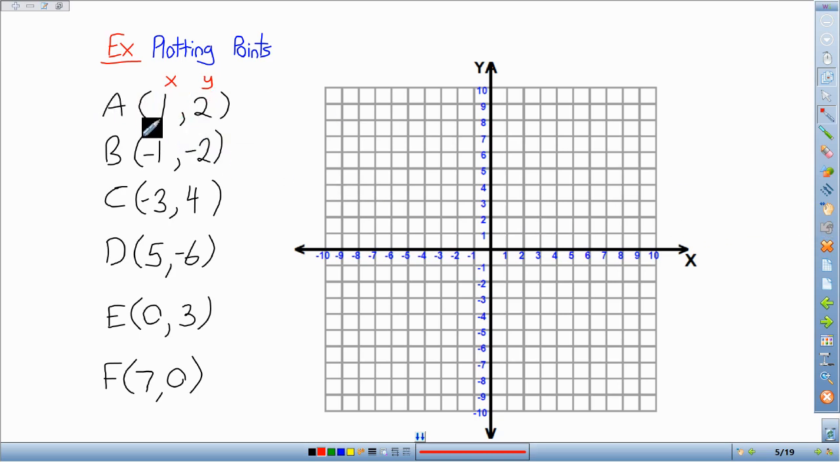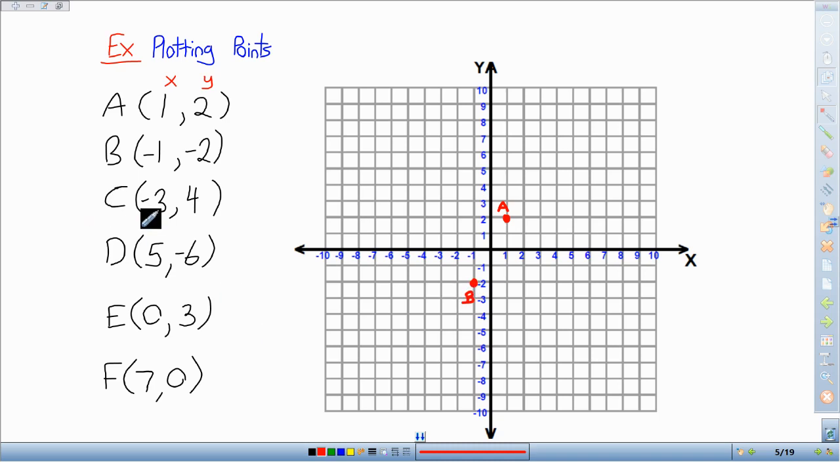All right, so if this is at 1, 2, that means we're going to positive 1 on the x and then up to positive 2 on the y. So that right there is the point for 1, 2. And it's called A, so let's go ahead and put an A next to it. Okay, the next point B, it says it's at negative 1, negative 2. So again, back to the origin, we're going to negative 1 on the x, down to negative 2 on the y. There's point B.